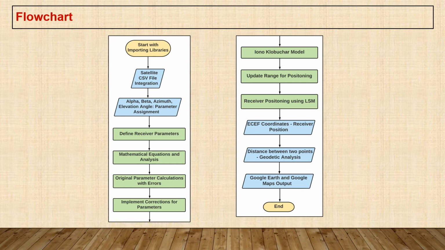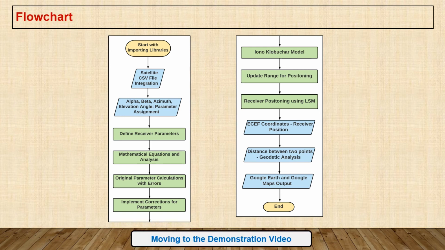Also, the original parameter calculations are done with errors and the errors are updated and corrected via the Iono-Klobuchar model, which is also an ionospheric error modeling technique which is necessary to create a reliable positioning system. So the errors are then corrected via different parametric equations and the range for positioning, that is the overall range, is updated thereafter.